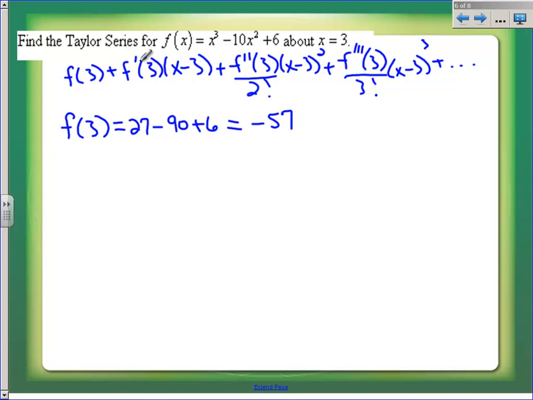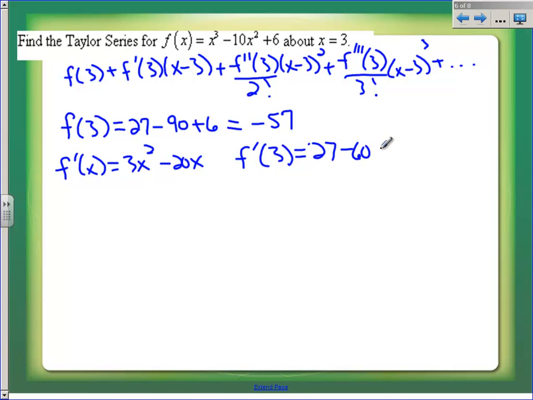All right, now we need some derivatives, so let's go ahead and find some derivatives. f prime of x is 3x squared minus 20x. So f prime at 3 is 3 times 9, well that's 27, minus 60, and what is that, negative 43? No, it's not negative 43, it's negative 33.